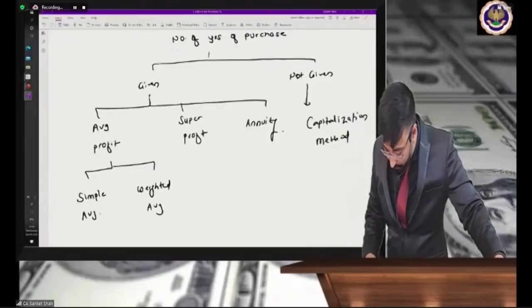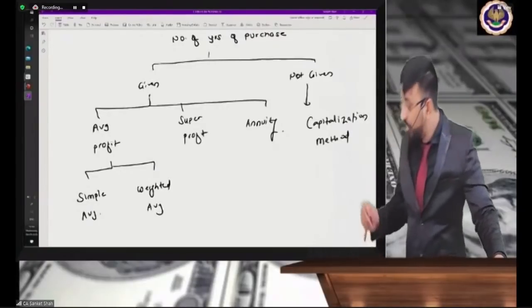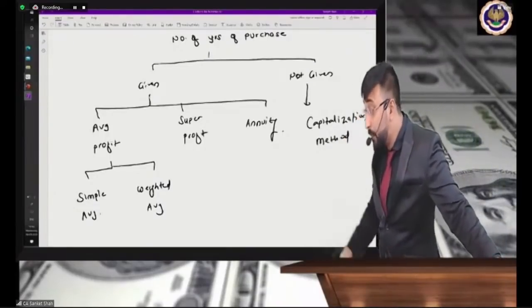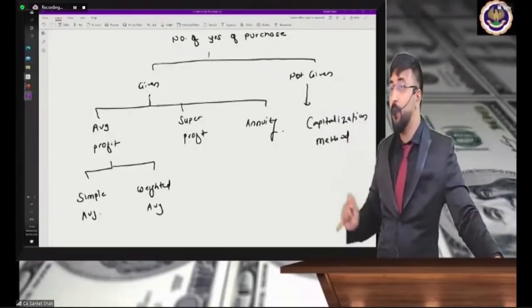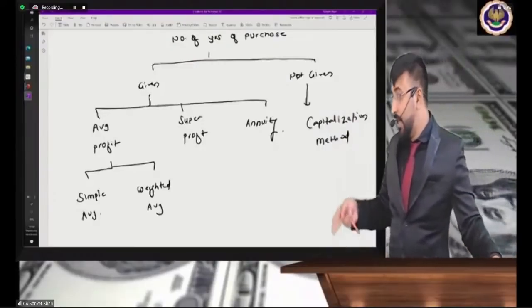2 views. CA is logical, so read logically. Given, not given, how many times should I explain the same problem? So given and not given. How many are there in given? 3. First one average profit, second one super profit, third one annuity. Very good. Now you got this concept: average profit, super profit, annuity. So average profit, there are again 2 methods: simple average, weighted average.